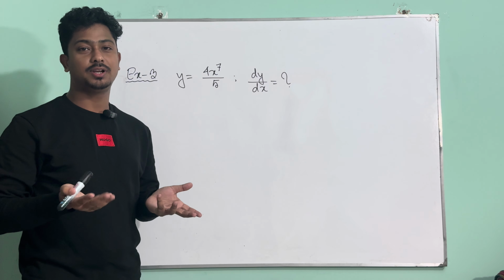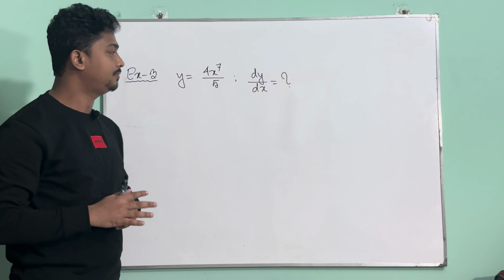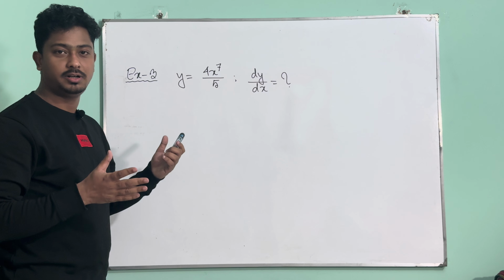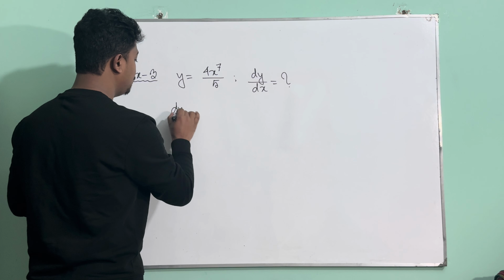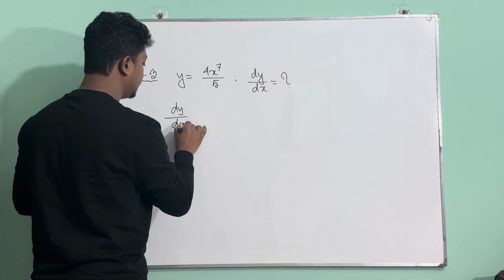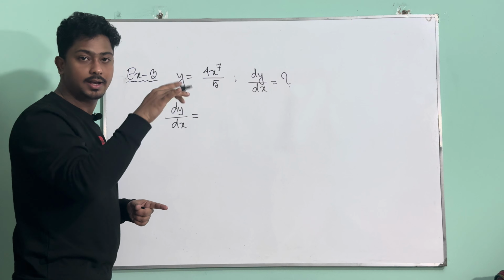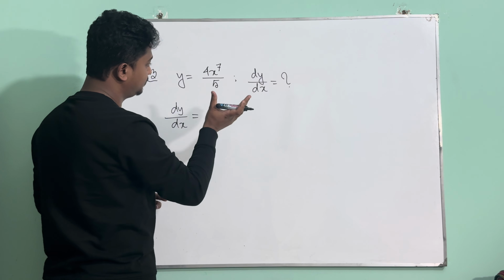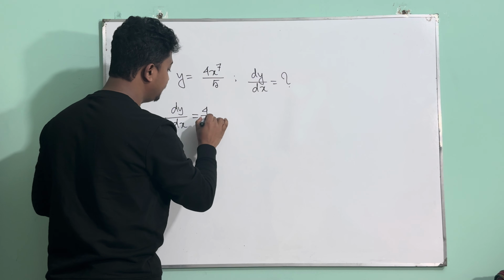Now we have a fraction in our function, right? y equals to 4x power 7 divided by 5. But nothing to worry about, just the same system. So let's do it. So we have dy divided by dx. Same thing, you write the fraction without the variable. What's the fraction without the variable? If x to the power 7 is not there, we have 4 divided by 5.